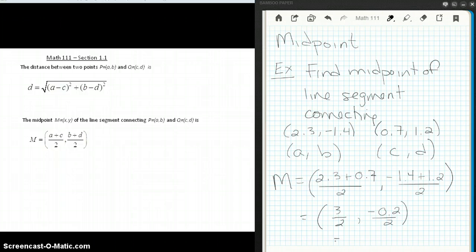And if you like, you can write these in a little bit simpler form. 3 halves is 1.5, and negative 0.2 divided by 2 is negative 0.1. And so that's the ordered pair, which represents the point halfway between these 2 points. If you graphed these 2 points in the xy plane, if you plotted them, this point would be exactly halfway between the two of them on the line segment connecting the two. All right, so that's it for section 1.1 for right now. There will be one more video on this section talking about a graph and xy intercepts.